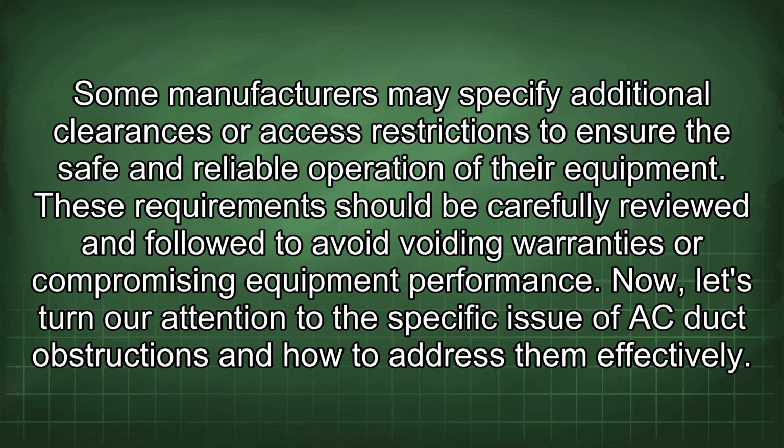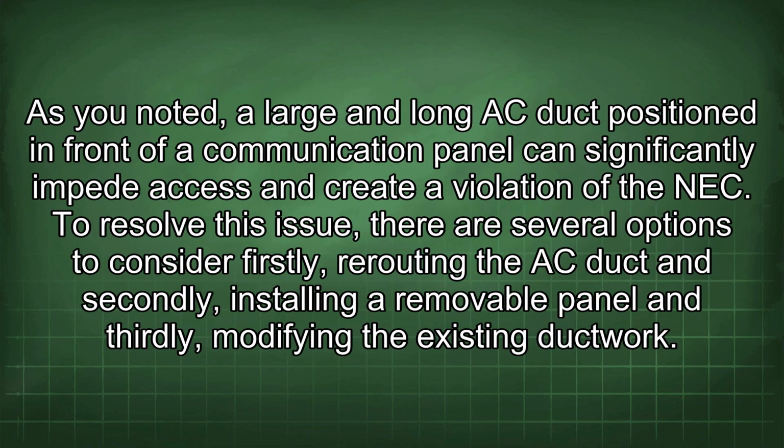Now, let's turn our attention to the specific issue of AC duct obstructions and how to address them effectively. As you noted, a large and long AC duct positioned in front of a communication panel can significantly impede access and create a violation of the NEC. To resolve this issue, there are several options to consider. Firstly, rerouting the AC duct, and secondly, installing a removable panel, and thirdly, modifying the existing ductwork.